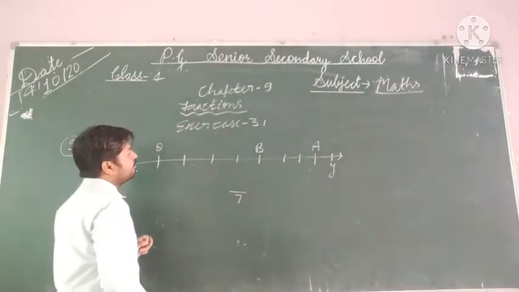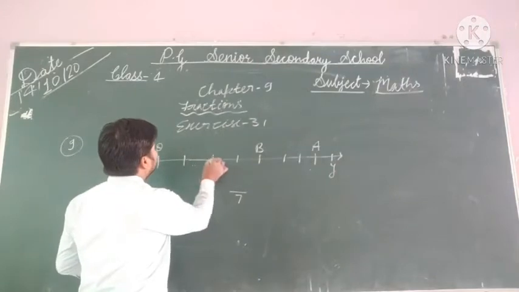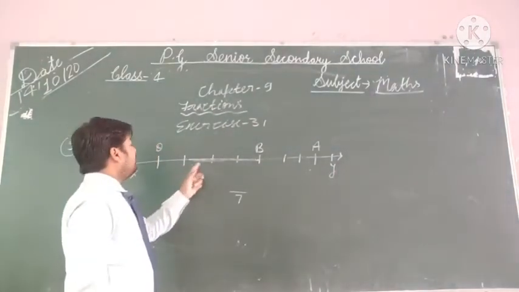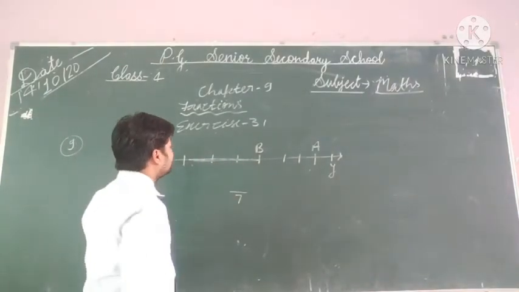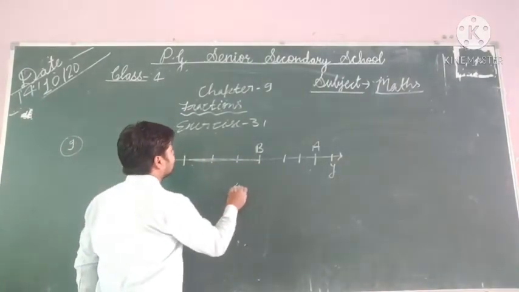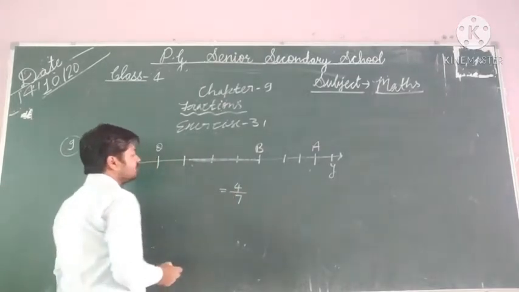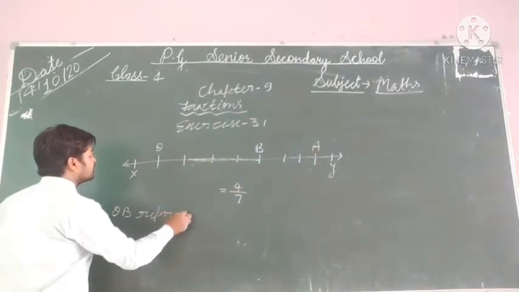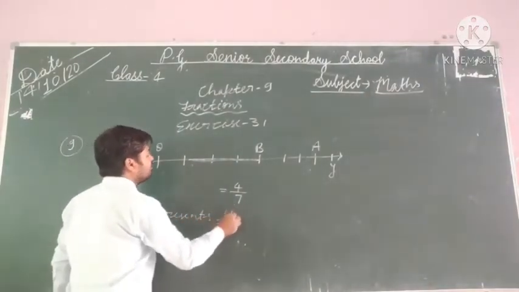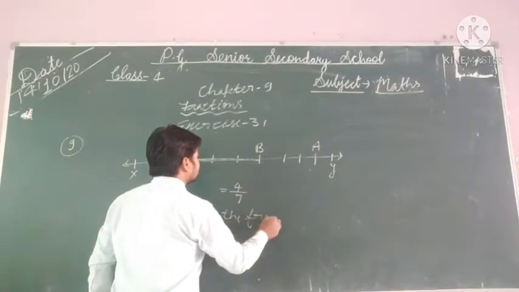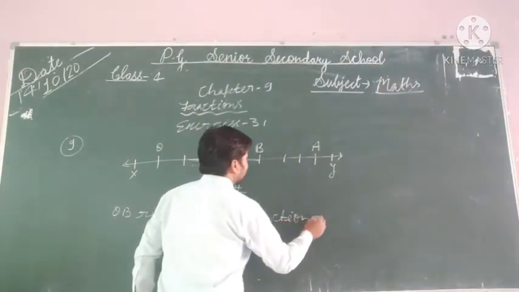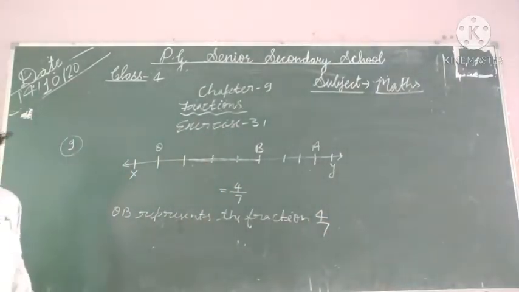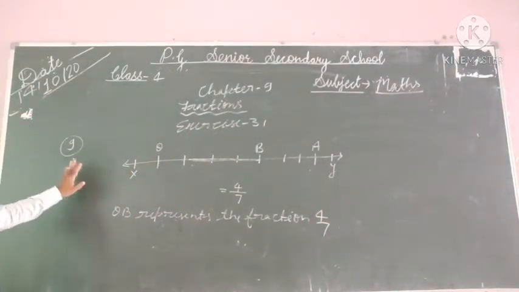And you have to tell OB. What do you have to tell? OB. 1, 2, 3, 4. So B is at 4. How much? 4. So you have to write OB represents the fraction 4 upon 7. So like this, you have to solve this exercise in your fair copy.